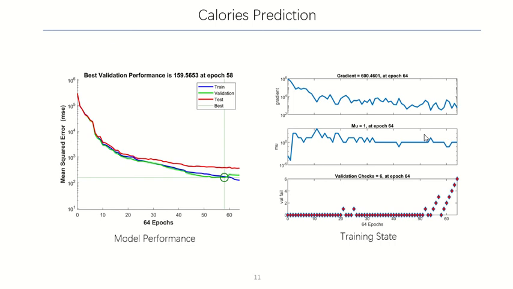This plot shows the model performance and the training state. From the left figure, we can see that the best validation performance is reached at iteration number 58 out of the whole 64 epochs. And from the right figures, it plotted the gradient, the mu, and also the validation checks. We can see that at the end of the epochs, the validation checks reach 6.